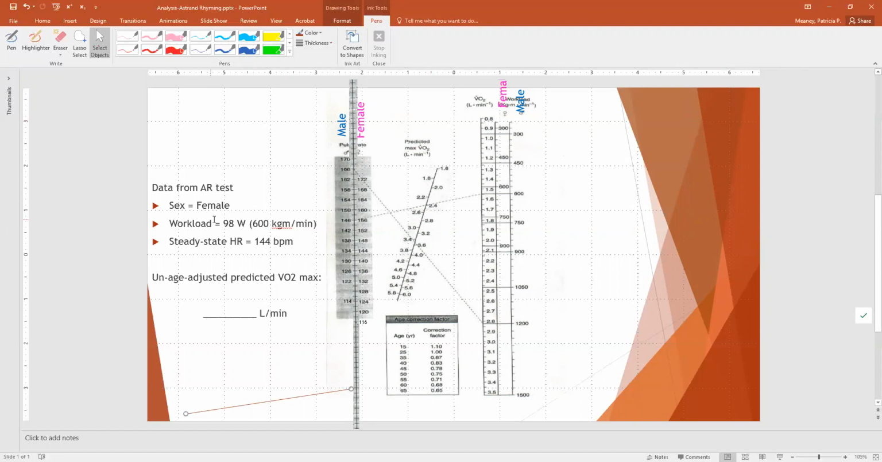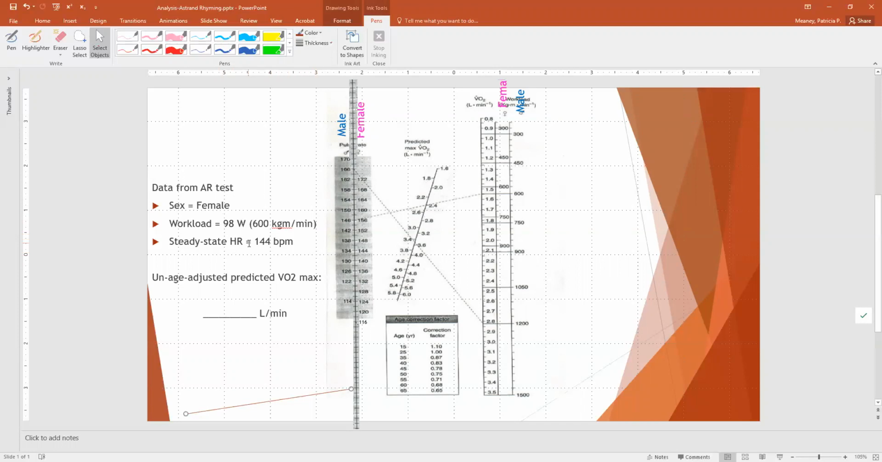So we had our participant pedal at this resistance for a total of 6 minutes, collecting heart rates at the end of every minute. We then took the heart rate at the end of the 5th minute and the heart rate at the end of the 6th minute and found an average of those two values. And we called that heart rate the steady state heart rate. In this particular example, we had a steady state heart rate of 144 beats per minute.